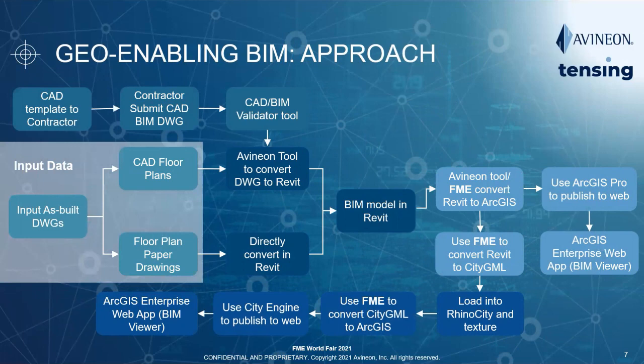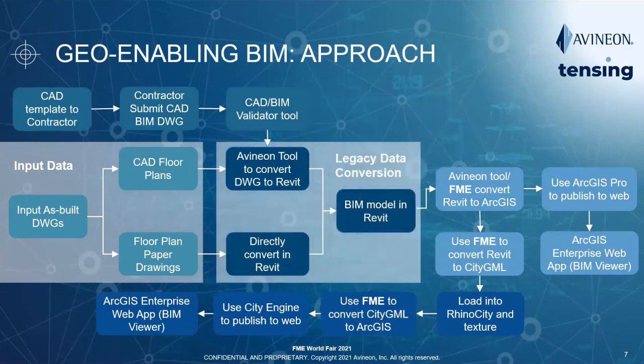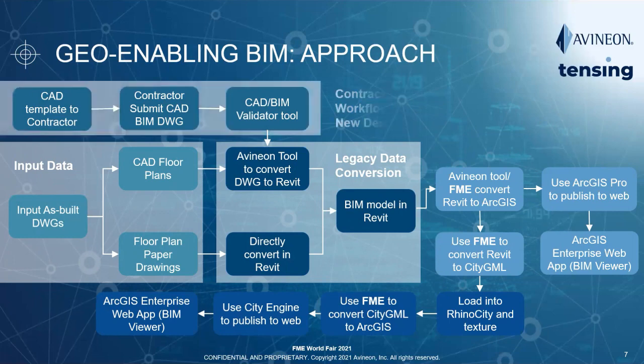So here we have the initial part of this. The input data was the as-built CAD files, drawing files. These were floor plans in drawing files and also drawings in PDF. So we needed to convert all this, what we call legacy data, from drawing files to Revit, and then also converting the paper files with PDF directly to Revit using specialized tools. And then the data was in Revit that direction.